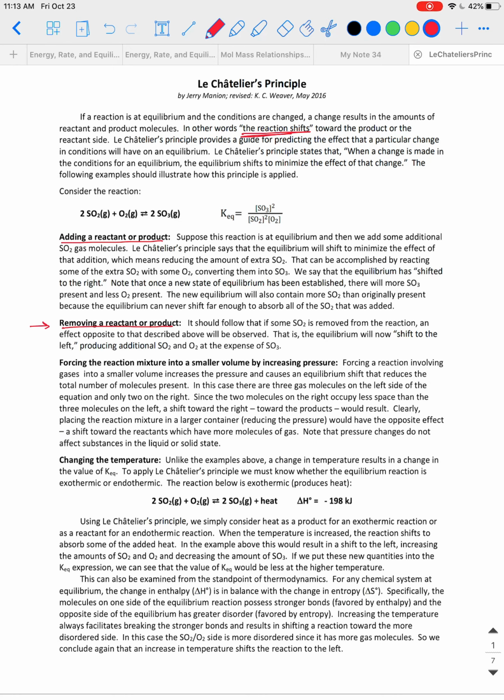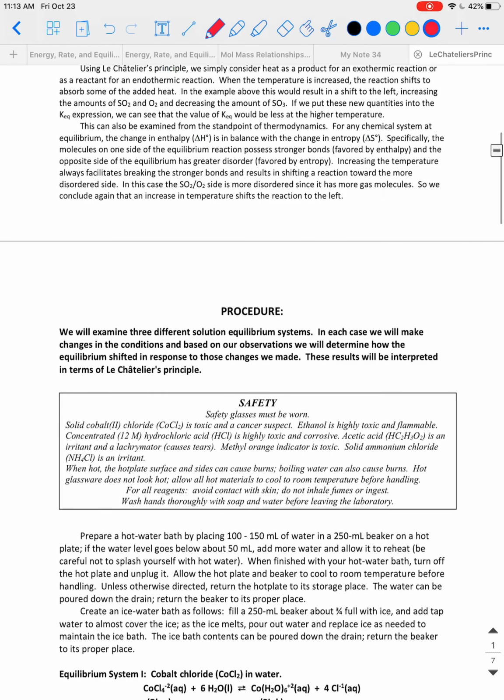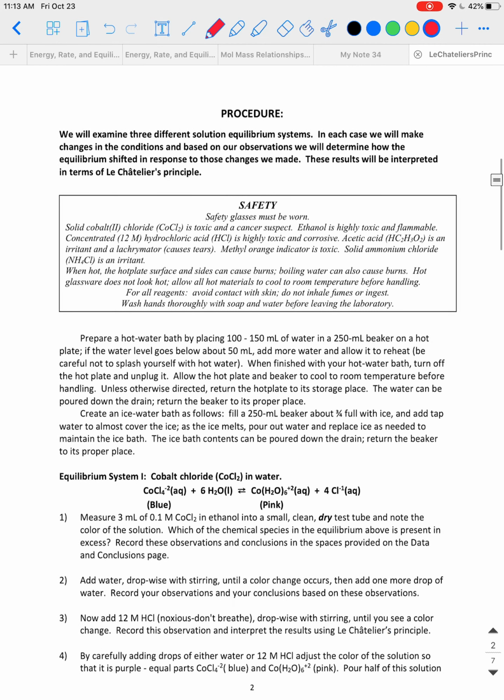You're going to have two equilibrium setups, which are going to be two reversible reactions, and you're going to make changes. You're going to add things, you're going to heat things up, cool things down, and see how equilibrium shifts. So read over this first page.